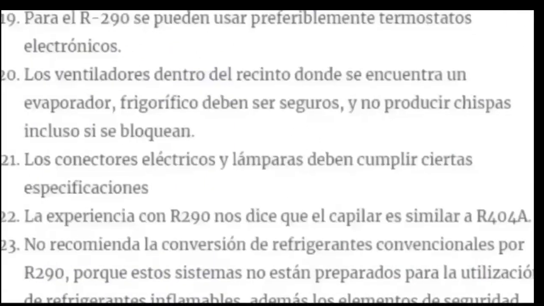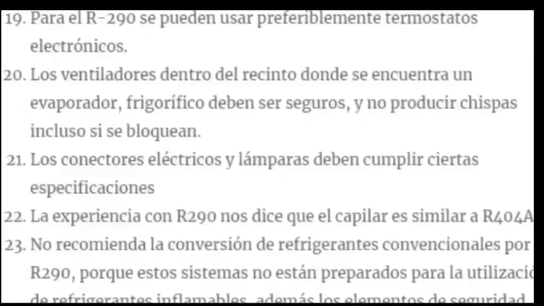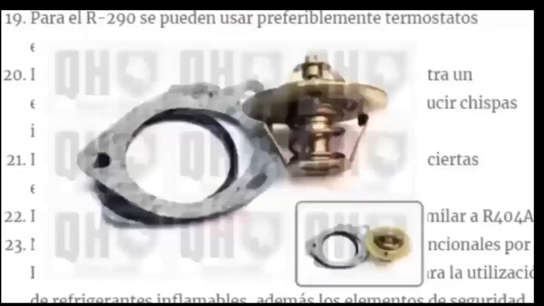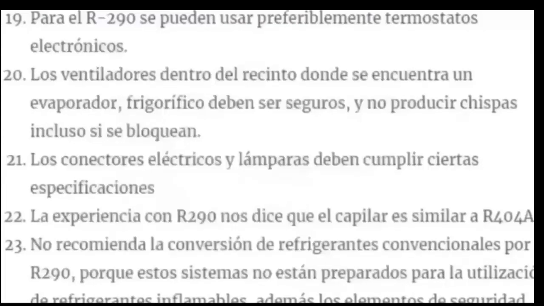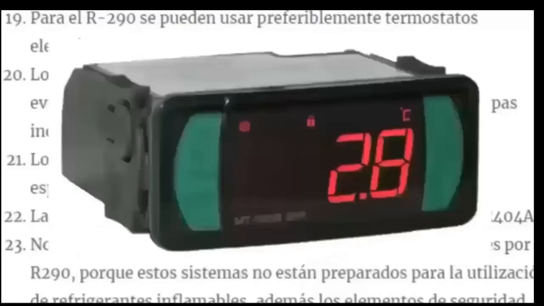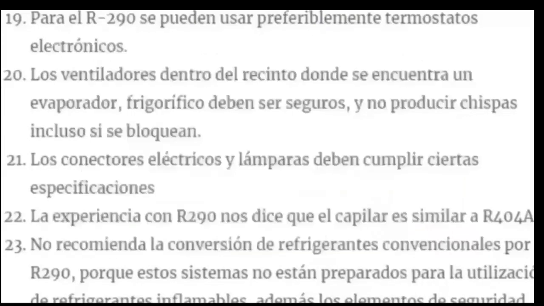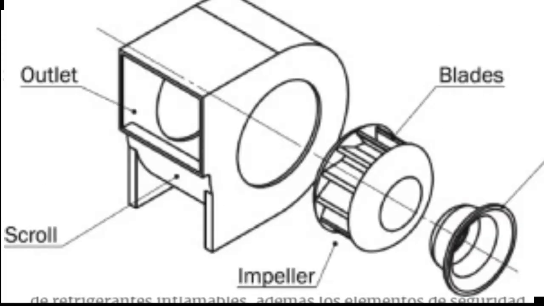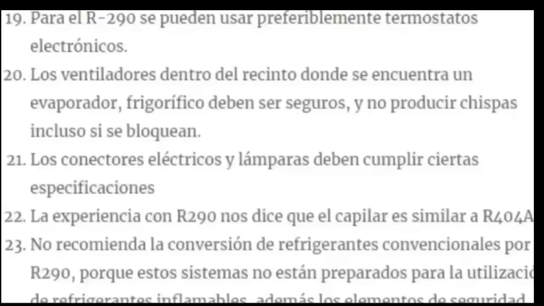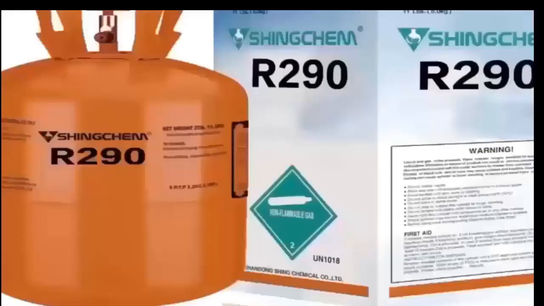18. When the switches are inside the refrigerated room with the evaporator, models of insulated thermostats and switches must be used, which prevent the entry of gas, so that it cannot reach the contacts. 19. For R290, electronic thermostats can preferably be used. 20. The fans, inside the enclosure where a refrigeration evaporator is located, must be safe, and do not produce sparks, even if they are blocked. 21. Electrical connectors and lamps must meet certain specifications.